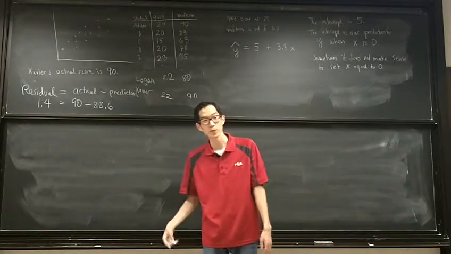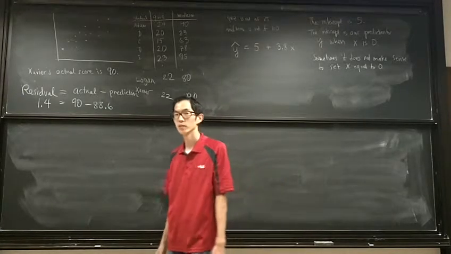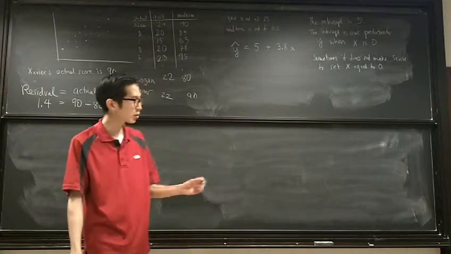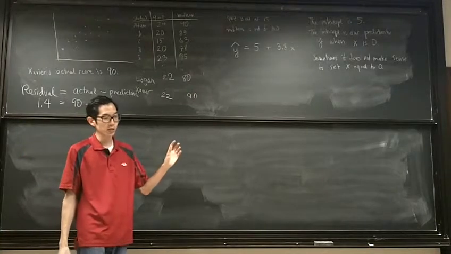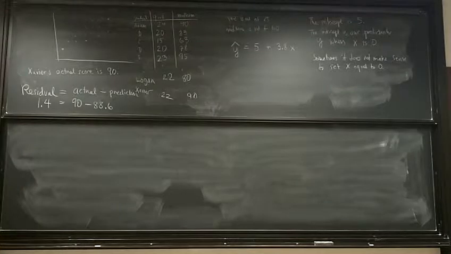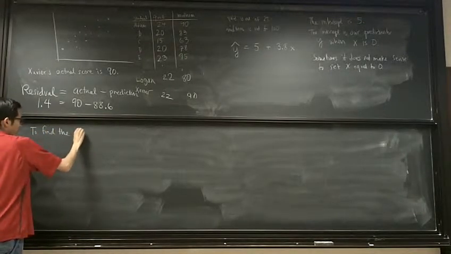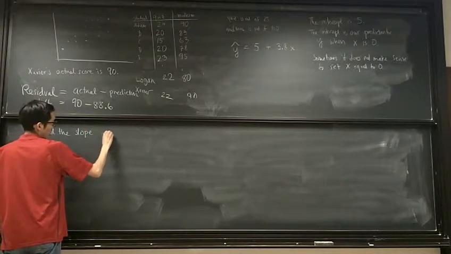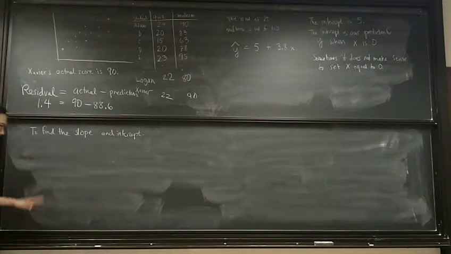Again, what's the meaning of the slope? How much we expect y to change when we change x. It's how much we expect y to increase or decrease when we change x by 1 unit, whatever that 1 unit is. So to find the slope and intercept, you need 5 values.